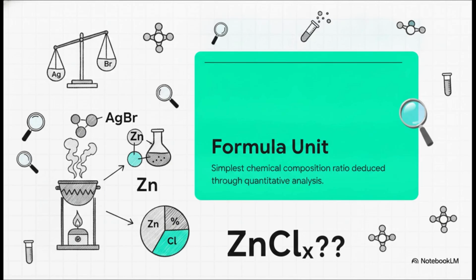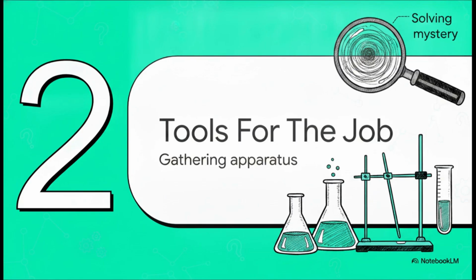Today, our mission is to determine the formula unit for a compound made of zinc and chlorine. By tracking the starting mass of our zinc and eventually calculating the final mass of the chlorine it bonded with, we can get that percentage composition and totally deduce our formula. Moving right along to Section 2, tools for the job.